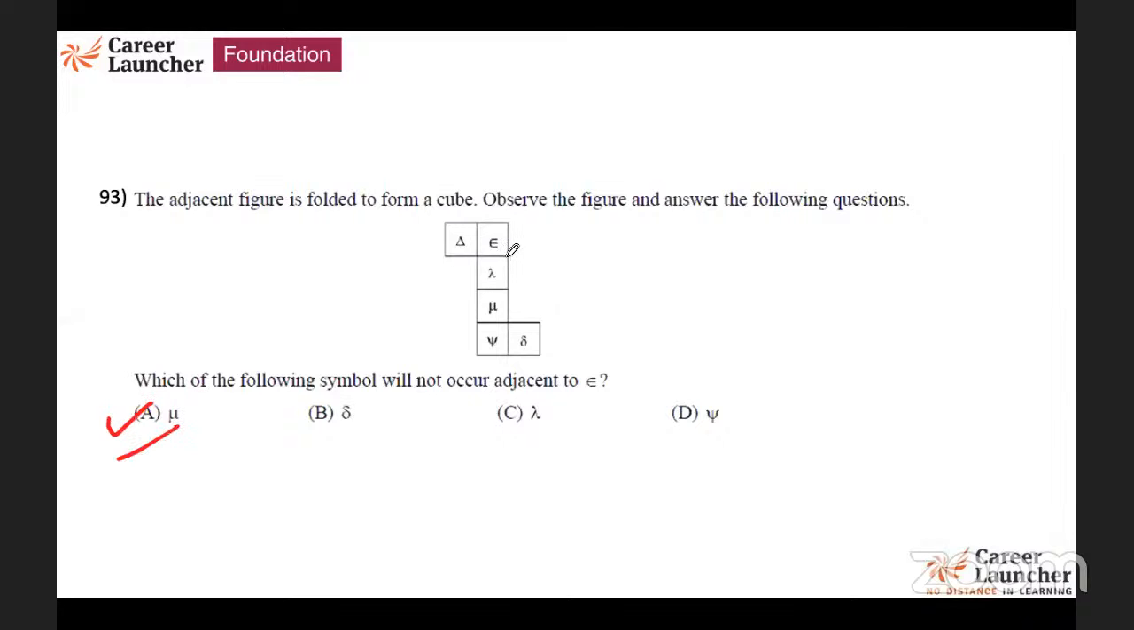So if I put, I'll get E down on top. If I look at it, E will be down. You can see this. If E is down, lambda is here, mu will be up. So if E is down, mu will be up. Therefore, answer has to be A. Does not occur adjacent to E.